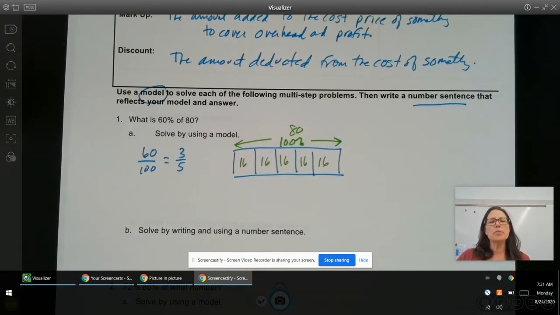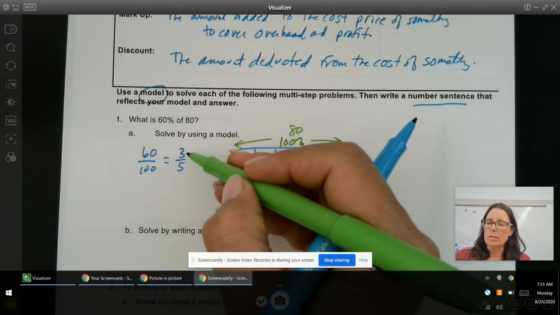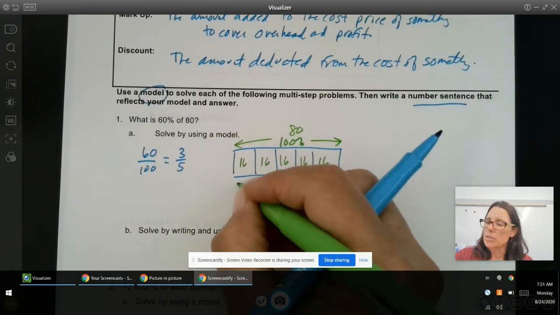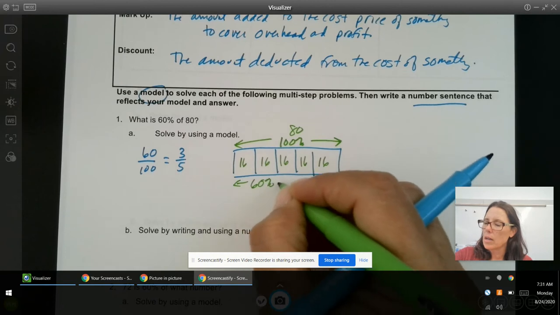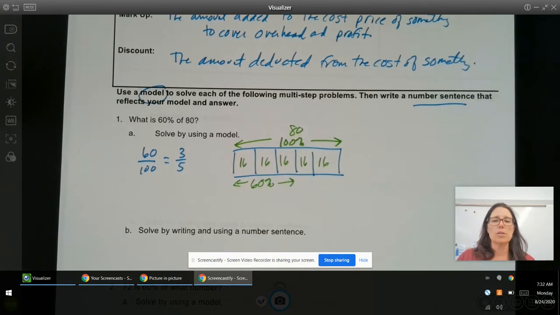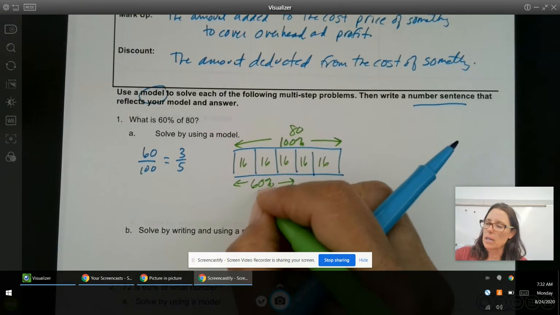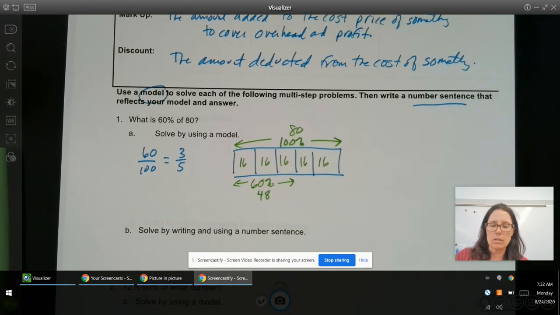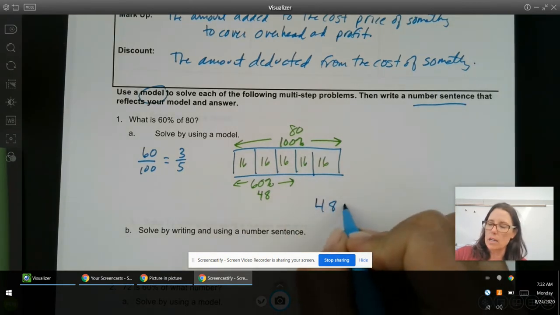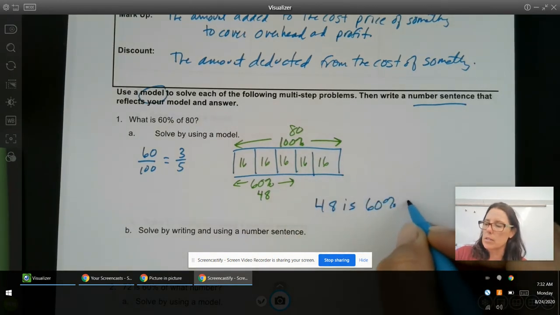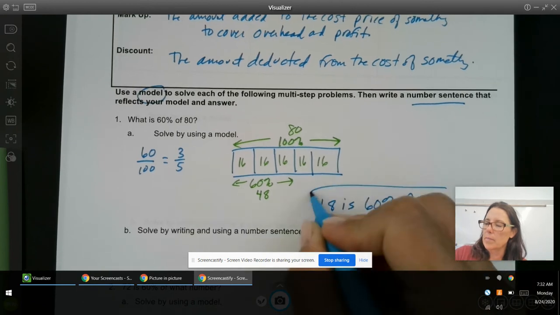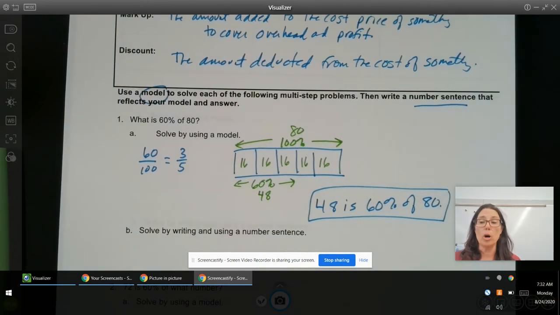Okay, now think about the percent in each box. We have 5 boxes totaling 100%. So 20% is in each box. And we need to look at 60%. Well, that's 3 of 5. So 60% is those 3. So 16 times 3 is 48. Okay, so your answer is 48 is 60% of 80. That is by way of a bar model.